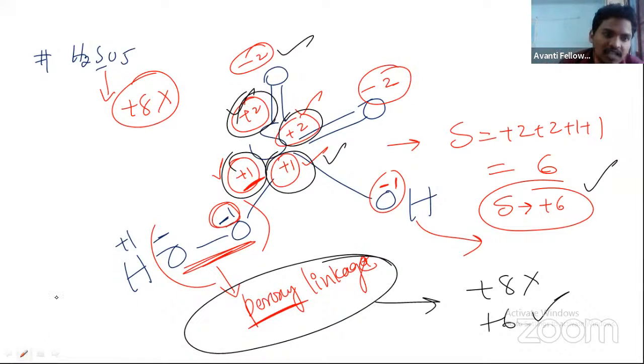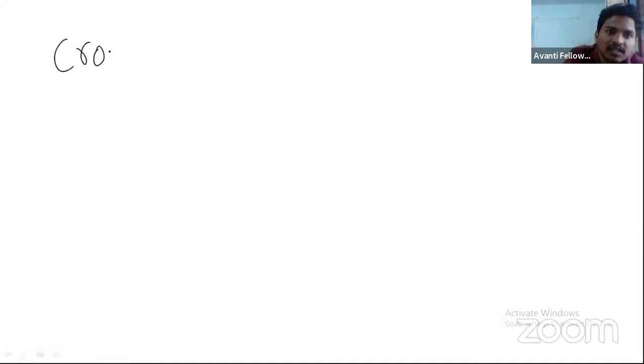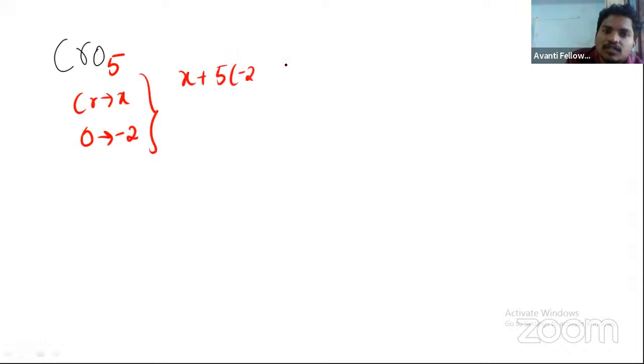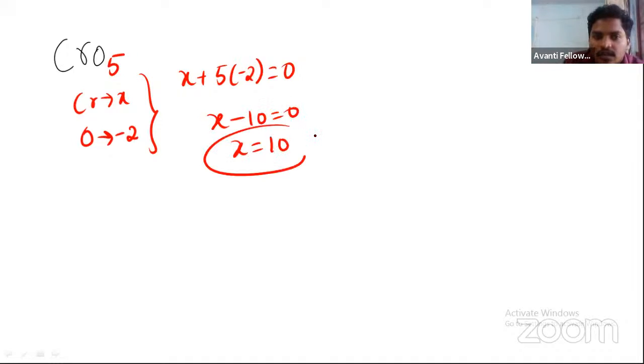Let's do one last one and then we'll end today's class. CrO5. So how to calculate this CrO5? That is chromium you can take X, oxygen you can take -2. So you can write as X plus 5 into -2 is equal to 0. Then X minus 10 equal to 0. Then X equal to 10. I hope this is correct. Please do tell me in the chat box.